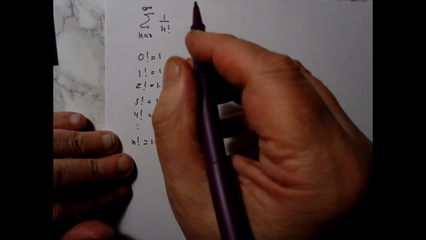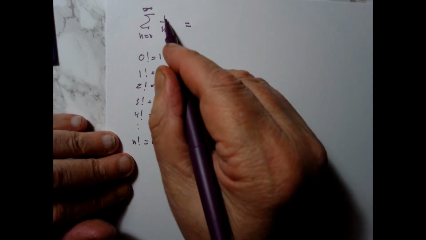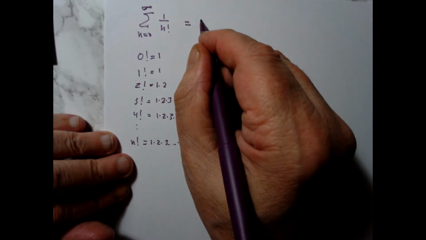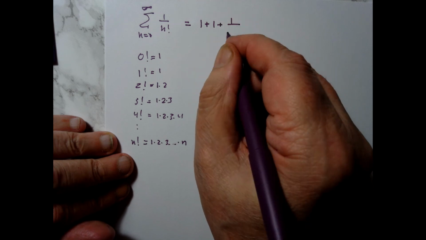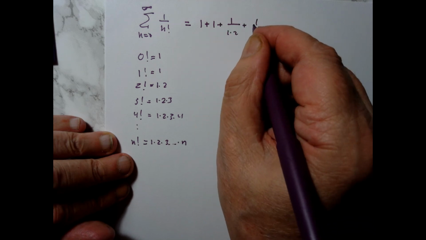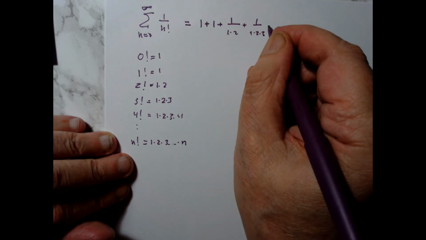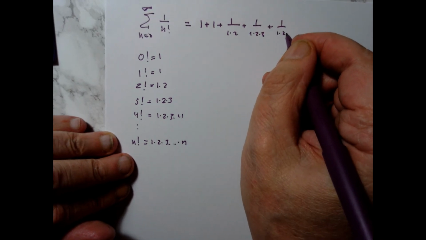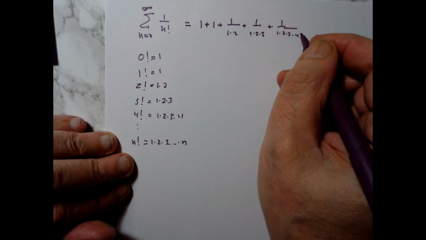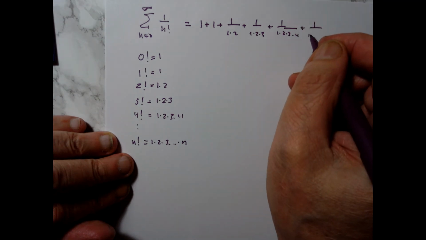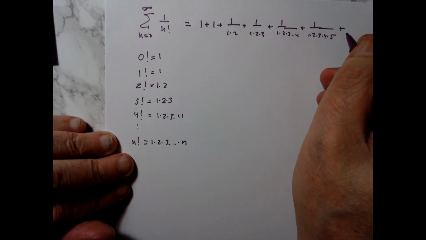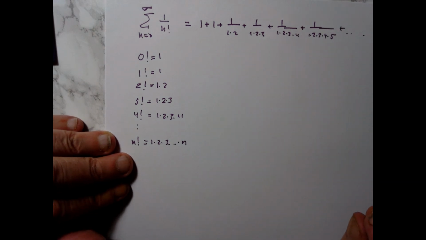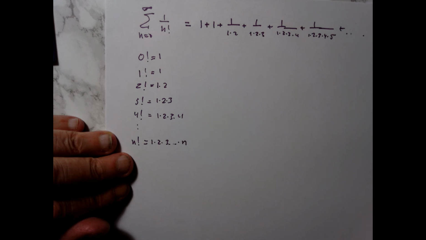And my first question is, does this series converge or diverge? So let's look at this series. 1 over 0 factorial will be 1, 1 over 1 factorial will be 1, and then you will have 1 over 1 times 2, plus 1 over 1 times 2 times 3, plus 1 over 1 times 2 times 3 times 4, plus 1 over 1 times 2 times 3 times 4 times 5, plus etc. Do you agree with me? Yeah? Are we good? Okay.